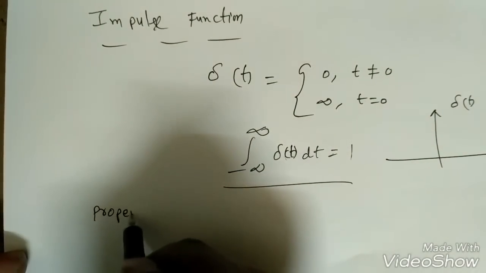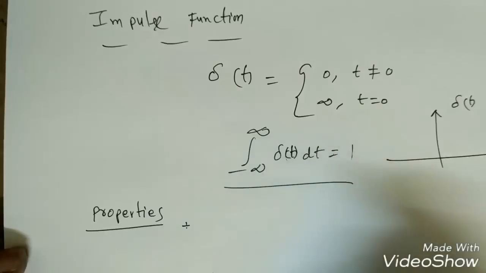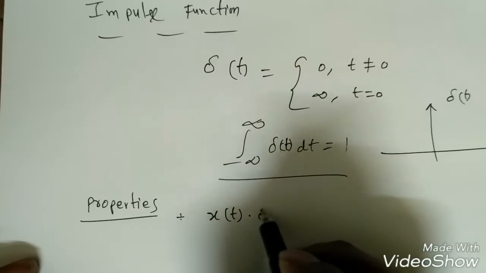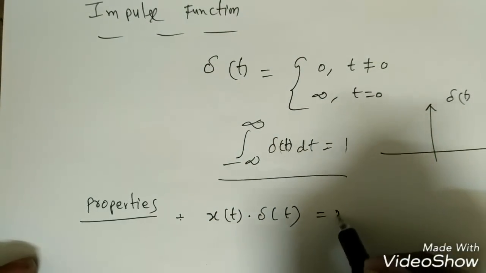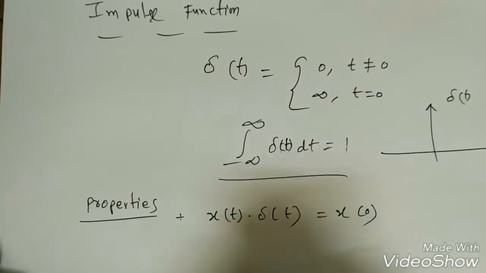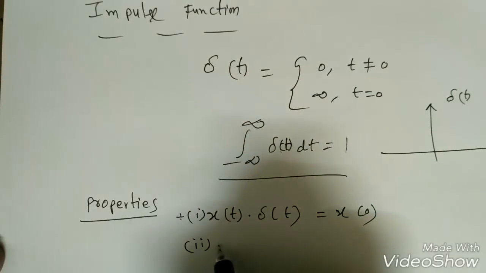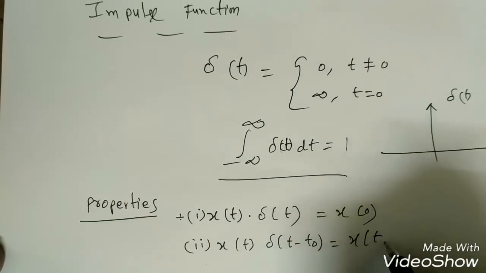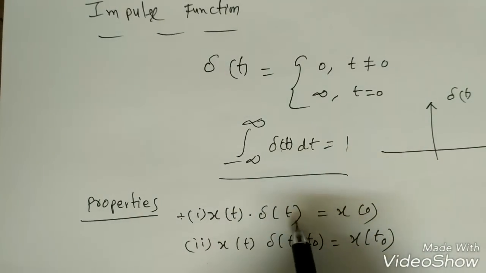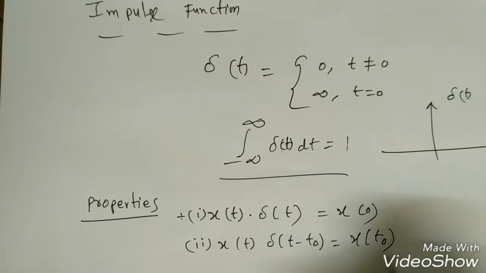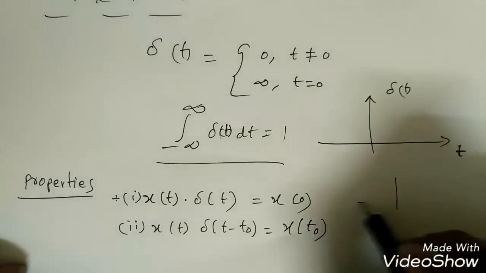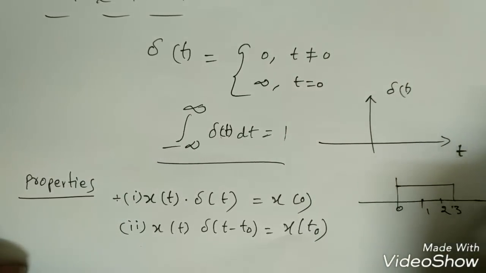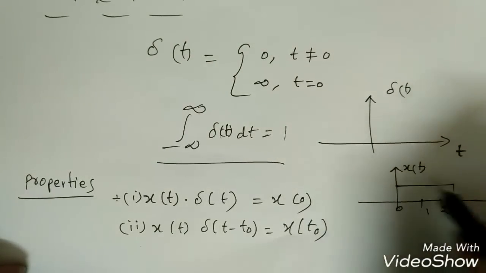So what are the different properties? The first property is the sampling property. That is, if I multiply x of t with delta t, we will get the output as x of 0. This is the first one. The second one is, if we multiply x of t with delta of t minus t naught, then the result is x of t naught. If we compare this, here t minus t naught is nothing but 0, so that is x of 0. What does this mean? If I take some x of t, something like this, with 0, 1, 2, 3 on the t axis, this is x of t.